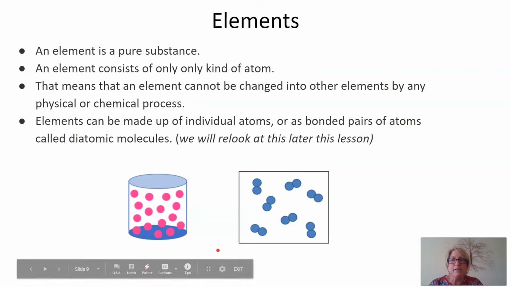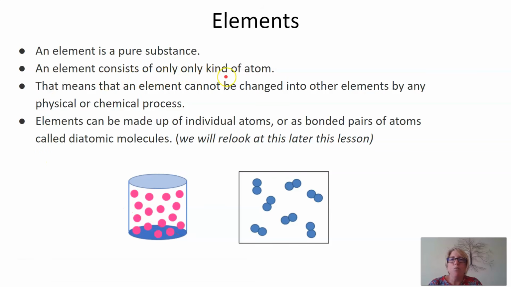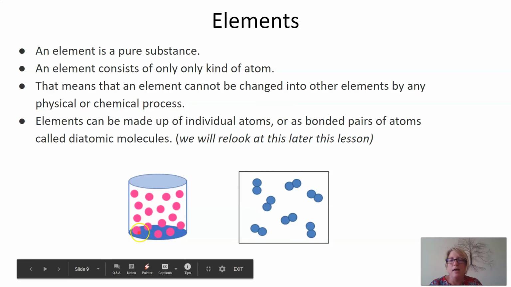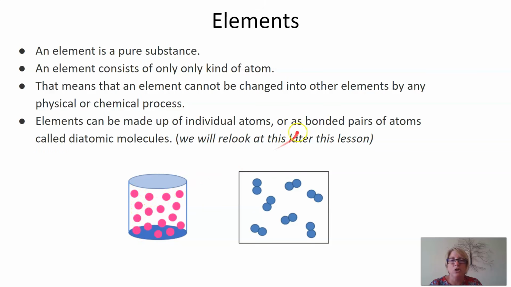So what are elements? An element is a pure substance. An element consists of only one kind of atom. That means that an element cannot be changed into other elements by any physical or chemical process. Elements can be made up of individual atoms, as we see here in this diagram, individual atoms of pink dots, or they are bonded pairs of atoms called diatomic molecules. We will look at the term diatomic molecules a little later in this lesson.